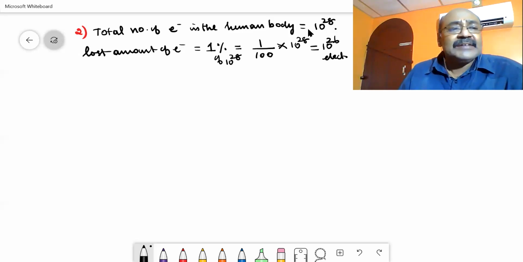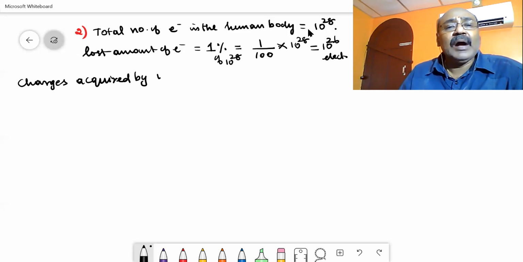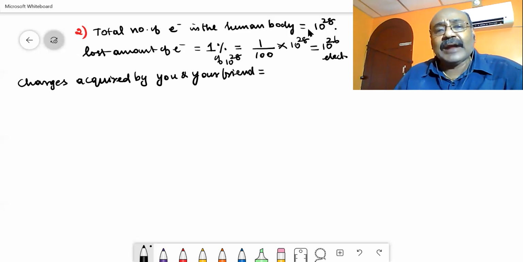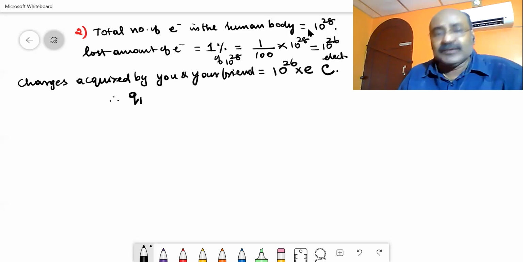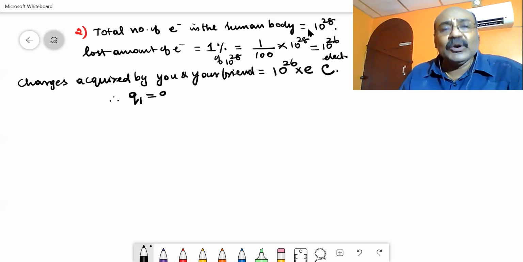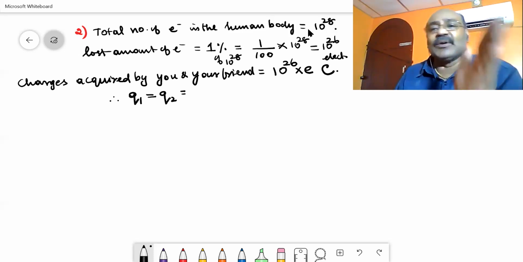So the charge acquired by the two bodies, charges acquired by you and by your friend, will be the number of electrons that it is losing multiplied with the charge of one electron in terms of coulomb. So I am considering the charges Q1 on one of the bodies and Q2 on the other body. That is, one is you and another one is your friend.